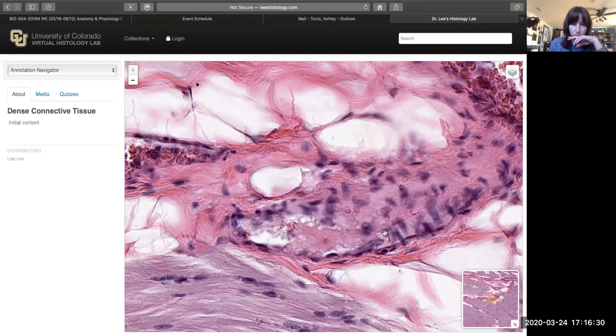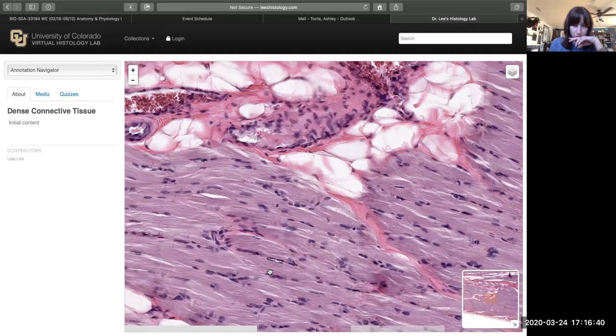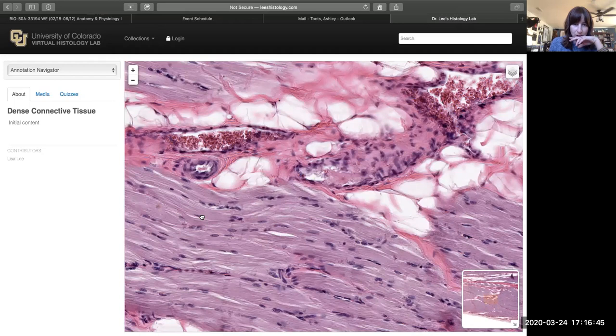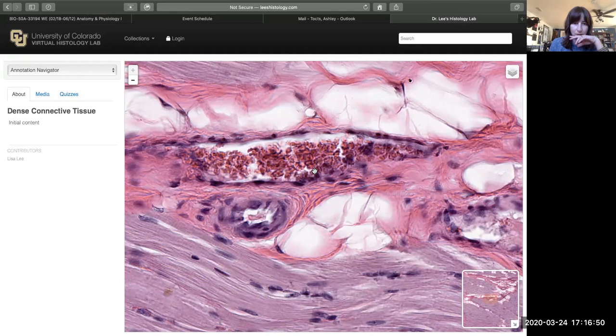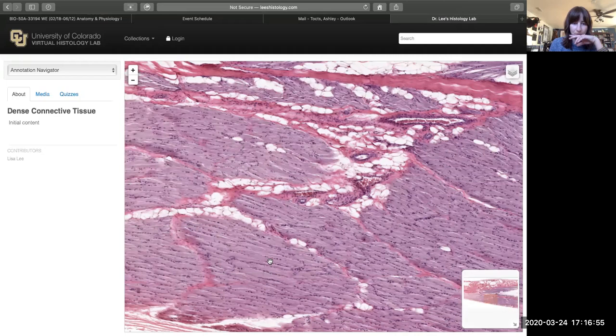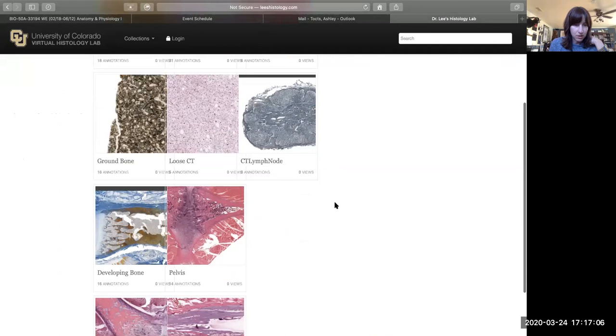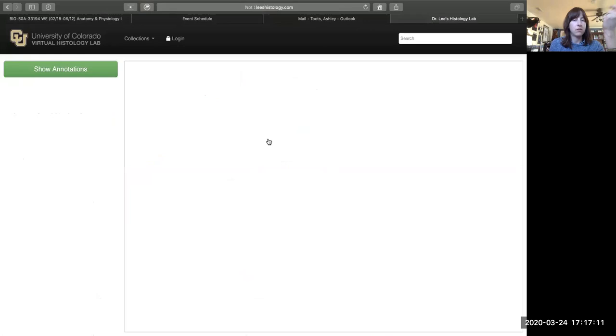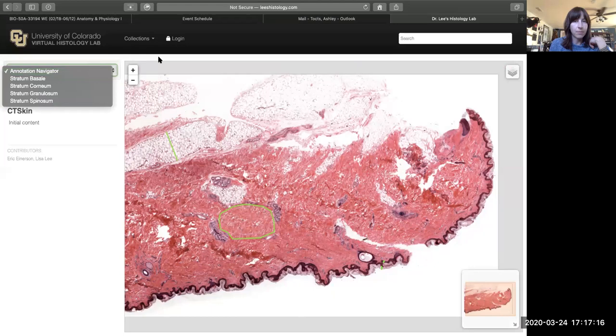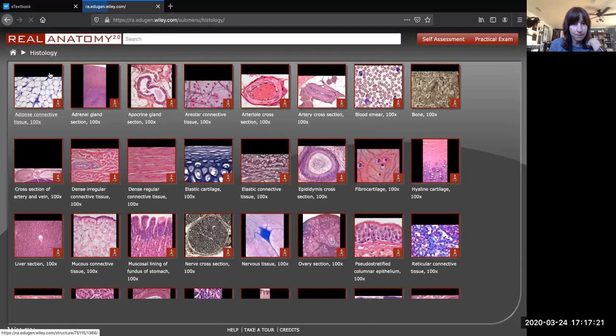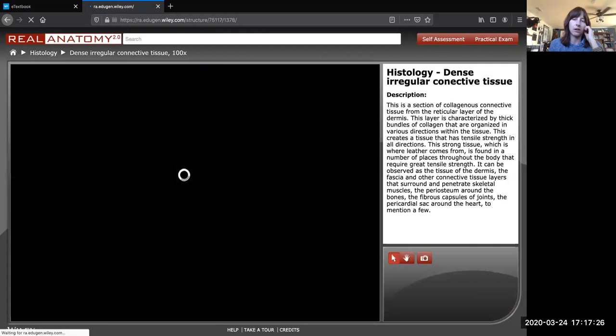And then dense irregular looks like in here, because we've got sort of a swirling mishmash compared to the dense regular. This must be part of a blood vessel. You can see the red blood cells through there. Very cool. Probably won't use it for anything except for dense regular. So let's see if we can find anything else with dense irregular. No joint stuff. Nope. Okay. Let's check out Wiley. Dense irregular. Dense regular. Dense irregular. Sweet. Here we go.